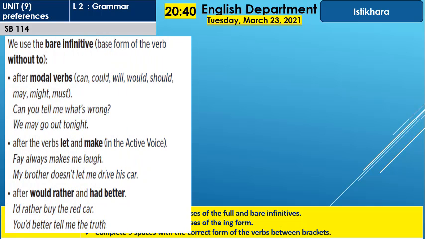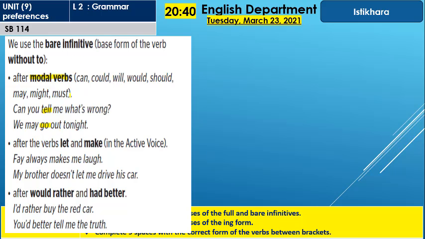Now let's talk a little bit about the bare infinitive, which is used after modal verbs like can and could, will and would, should, may and might, must, and the like. Can you tell me what's wrong? We may go out tonight.